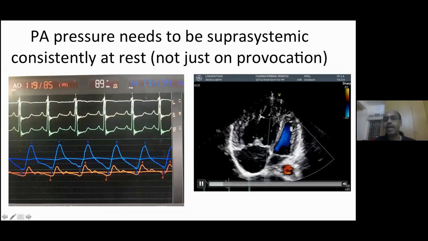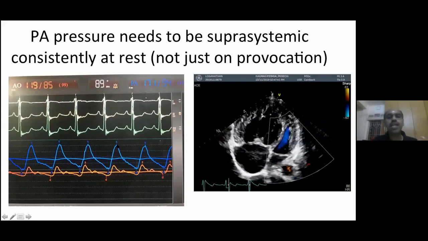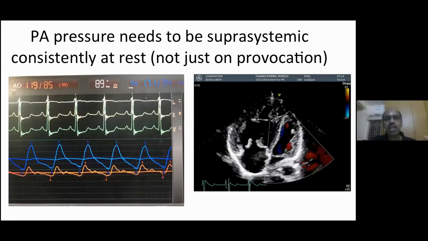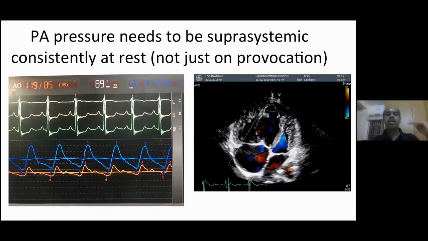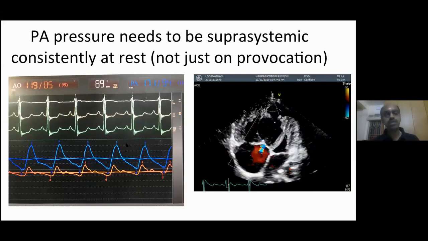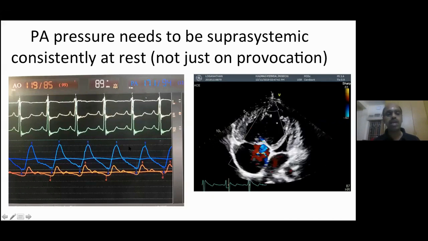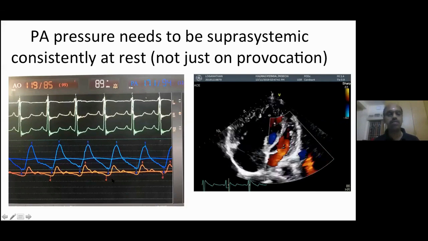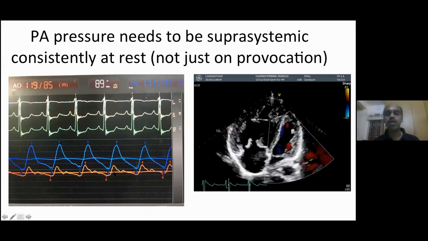I'm going to show an example of a Potts shunt. Physiologically, if you want to do a Potts shunt, the pulmonary artery pressure needs to be suprasystemic in systole, in diastole, in mean. This is an example of a pulmonary artery pressure. Systolic, diastolic and mean are all higher than the aortic systolic, diastolic and mean. Aortic pulse pressure is extremely low because of low cardiac output.